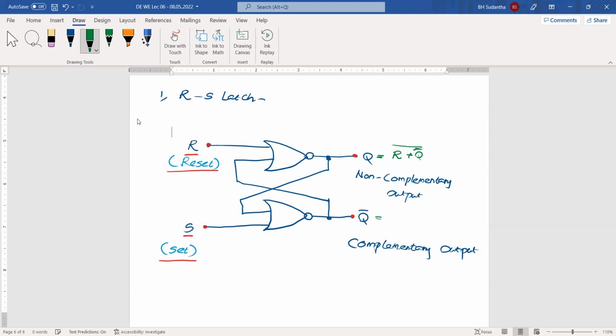Here, then we need Q bar. Shall we try to find Q bar? What is it? Q bar is S plus Q. But when you look, you can see when you write the equation, Q bar is there. When you write the equation for Q bar, Q is there. You can see that there is a connection between input and output. That's why we say it's a feedback loop. We have directly connected input to output.